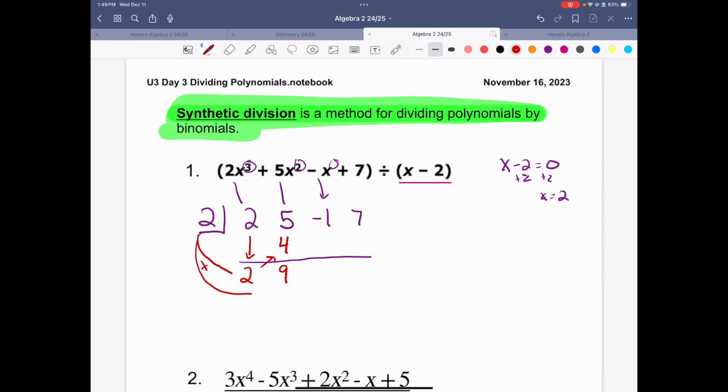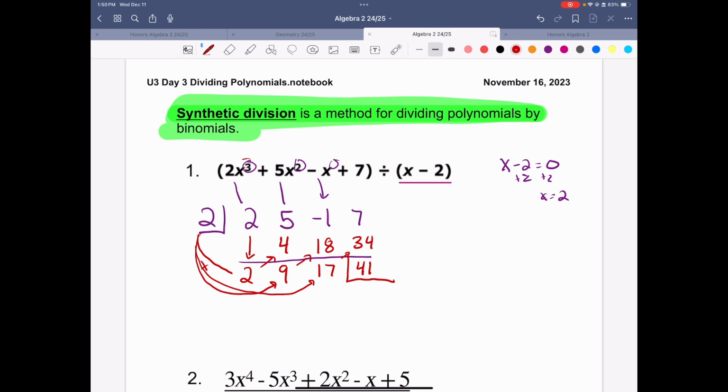Now I'm going to take 2 times 9. 2 times 9 is 18. We've got above the line, so we add negative 1 plus 18 is 17. It's below, so I need to multiply it by my 0. So that's 34. 17 times 2 is 34. Add these two together, we get 41 as our remainder. So we've got it divided.